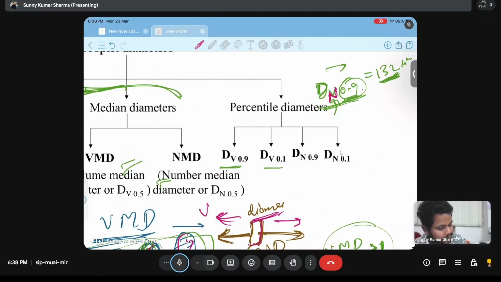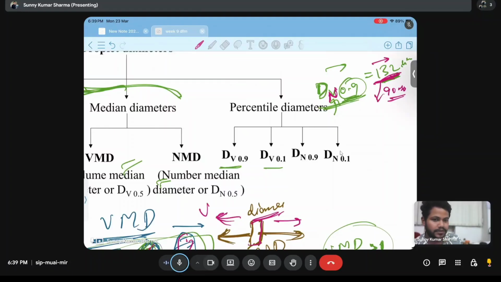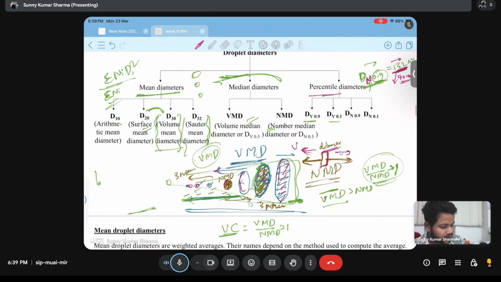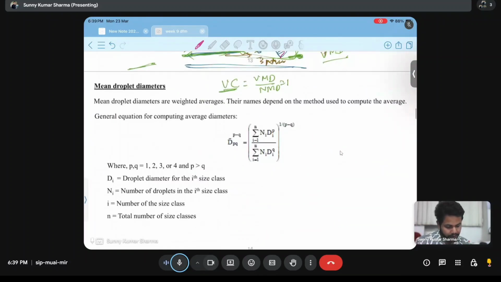And if it is written with n, it means 90% of the number of droplets will be greater than 132 micrometers. So this is the percentile representation of diameter. This is the median representation. This is the mean diameter. So mean diameter, droplet diameter, we can express using one generalized equation.